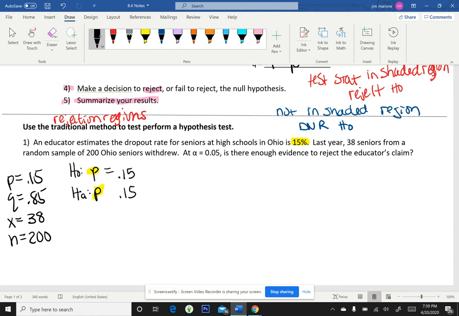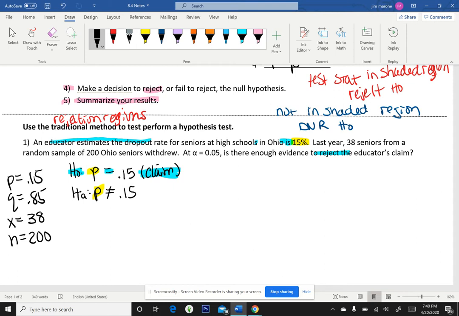So there's nothing about a less than or greater than, so I have to put a not equal to. Because this is talking about rejecting a claim, then our null hypothesis has to be the claim. And also it says in here that an educator estimates that the dropout rate for seniors is this. So that's telling me that my null hypothesis is my claim. So that's my first part.